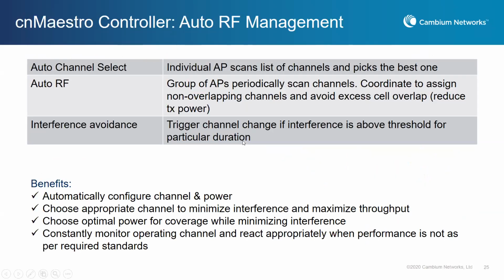Auto RF management is also another configuration that can be done on the CN Maestro controller. This tells the APs to turn down their power if they're in close proximity to another AP that you own running on the same channel with enough power to cause interference. If that changes later because one of them fails or their channel changes, the AP will then increase the power gain.